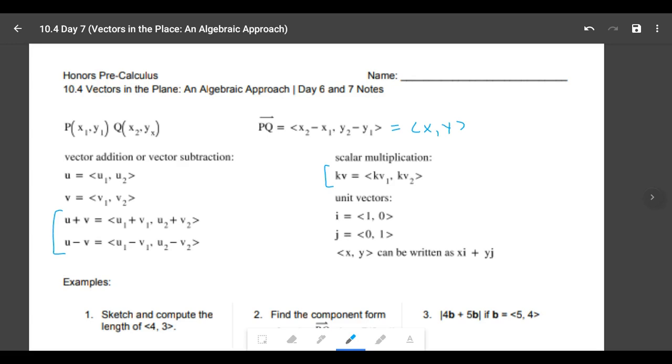New vocab for today is unit vectors. The i vector is just simply going to represent our x, or our horizontal distance, and our j vector is going to represent our vertical distance. So if I have, say, the vector x comma y, that we can write as simply xi plus yj.